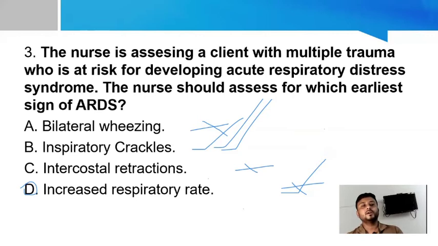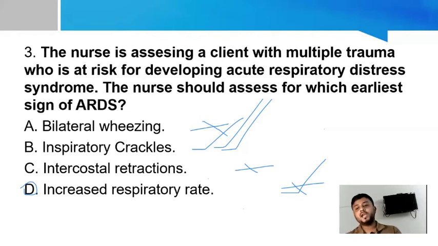And the third question: the nurse is assessing a client with multiple trauma, who is at risk for developing acute respiratory distress syndrome. The nurse should assess for which earliest sign of ARDS. See, there are two main points. As I told, in each and every question you can find the main terminology. Here, one is multiple trauma, the second one is acute respiratory distress syndrome.